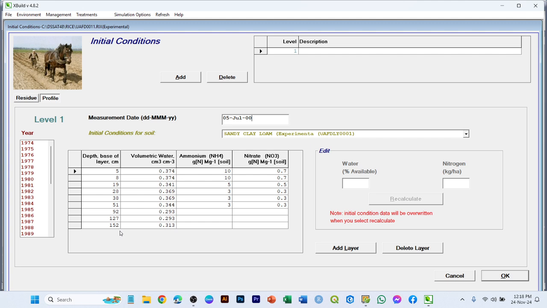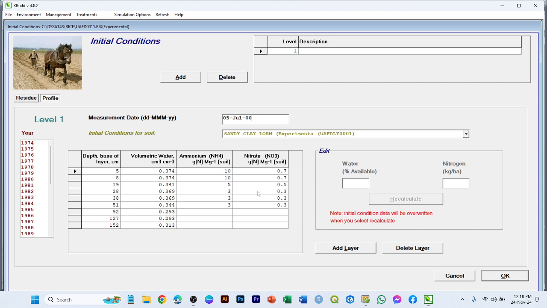And in the next table, that is the ammonium, in gram nitrogen per megagram of the soil. That is the measurement of ammonium. And in the next table, that is the analysis of nitrate, gram nitrogen per megagram of the soil.